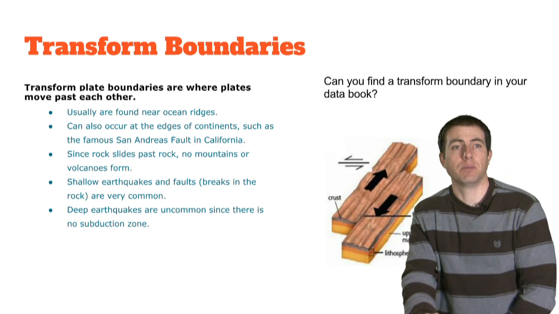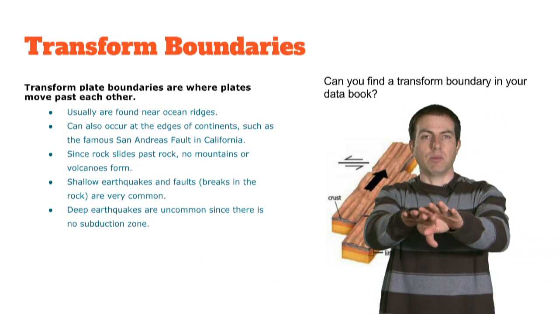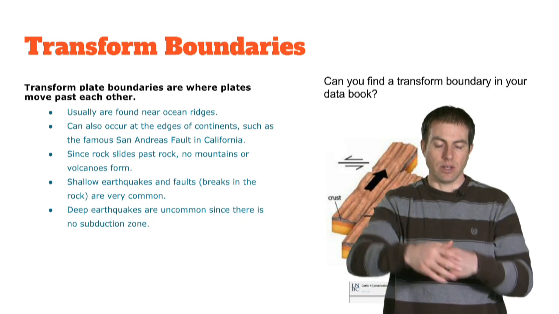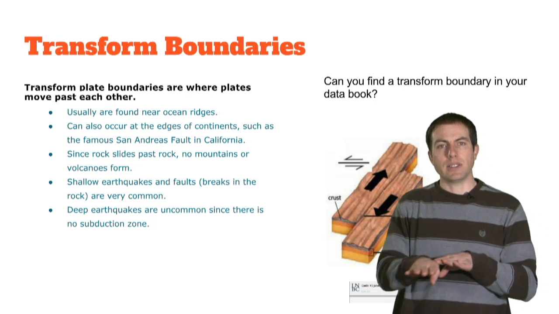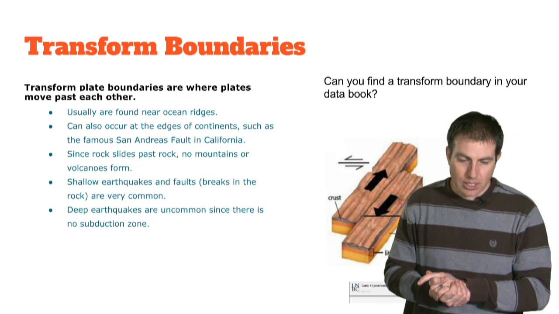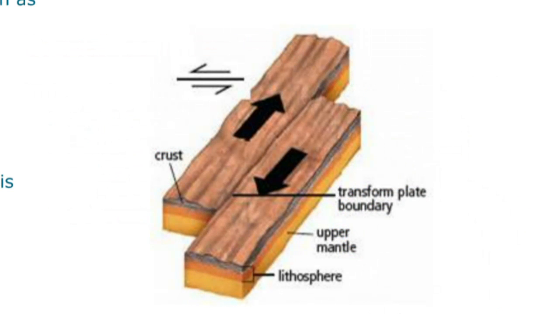So far we've talked about plates coming together, we've talked about plates moving apart, and then the other option is plates slide past each other. And when plates slide past each other, we call it a transform boundary. Transform boundaries are usually found near ocean ridges. Sometimes they occur at the edges of continents.